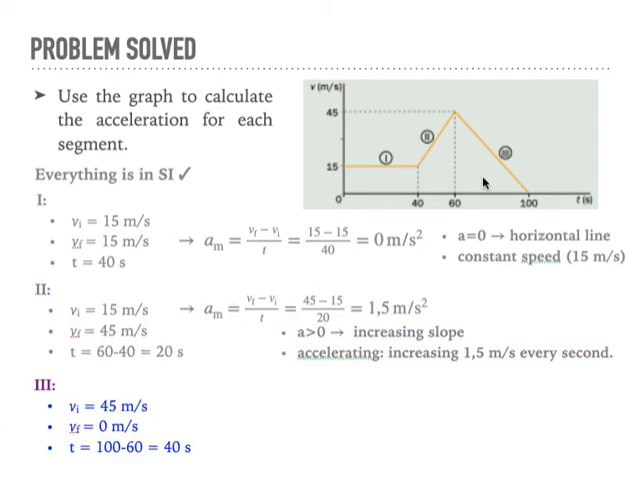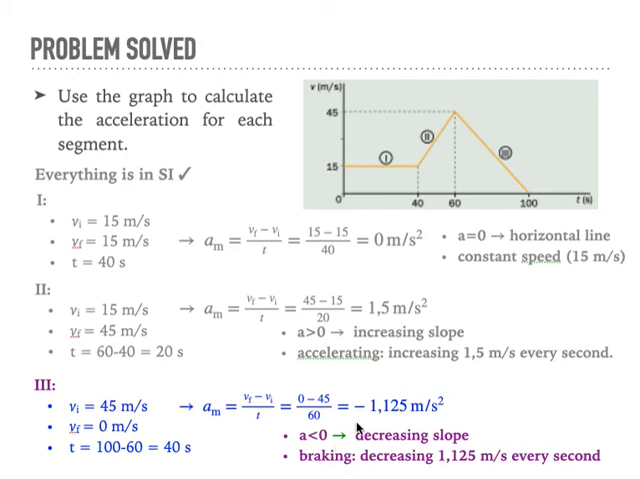Finally, in the third part, the third segment, I have the initial speed, that's 45 meters per second, and the final speed is 0. Okay, I have ended up in 0. And the time is this time. So from 60 to 100, that's 40. I do the calculation saying, okay, 100 minus 60, that's 40 seconds. And if I put it in the formula, then I know the final one is 0 minus the initial, that is 45 over 40, that's minus 1.125 meters per square second.